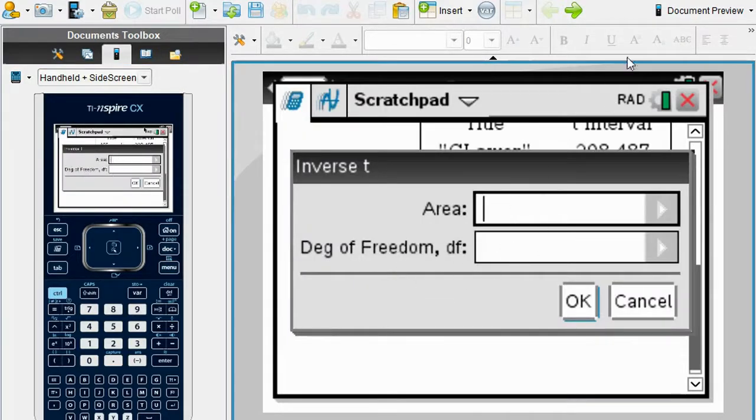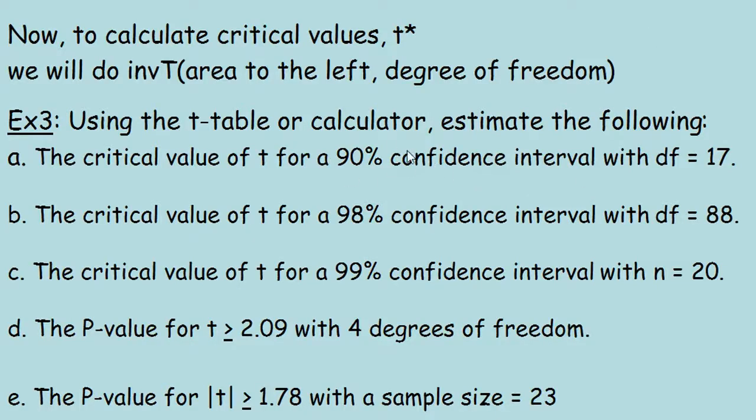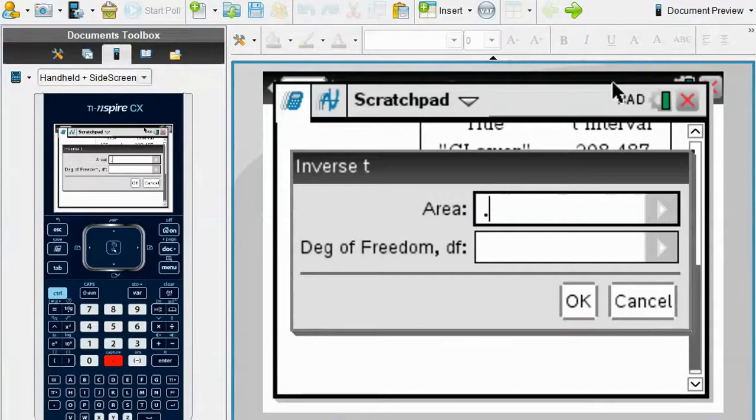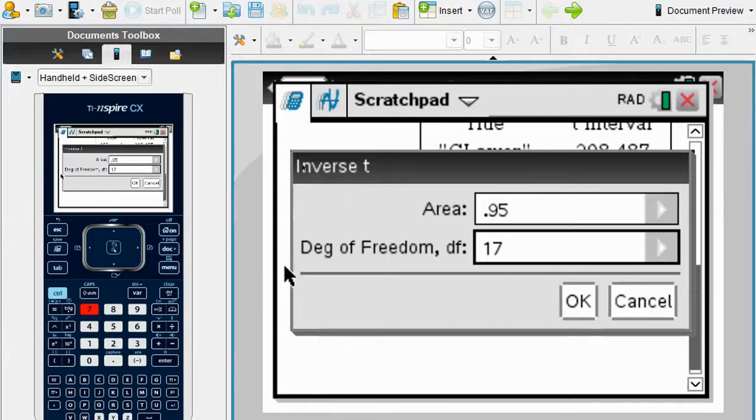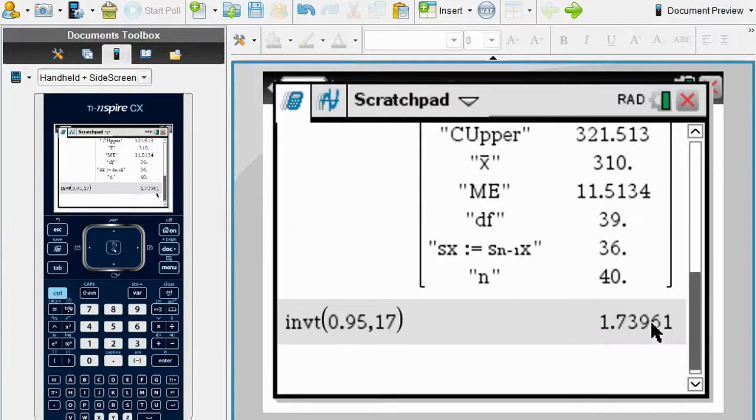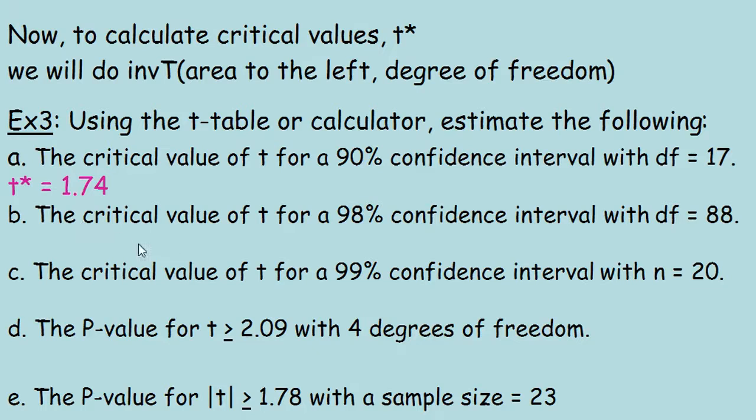Now you have to put the whole area to the left. So if you want 90% confidence, you have to add the bottom tail. So that's going to be 0.95. And then you have to put the degrees of freedom, so 17. That's going to give you what's called your t star, so 1.74. Okay, so you try it again with letter B while I show my work here.